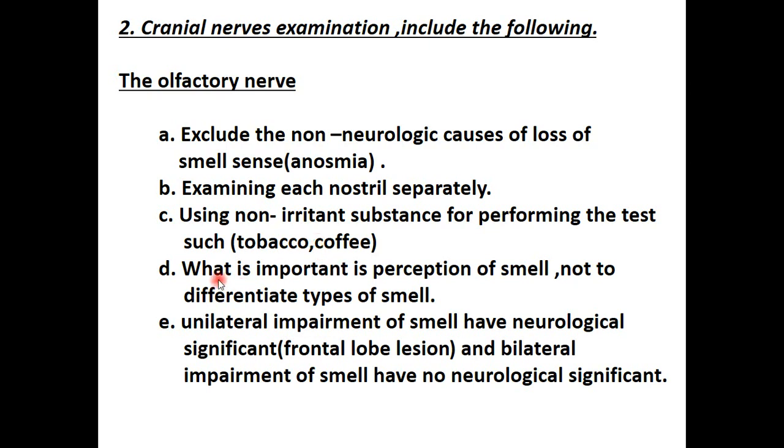What is important is perception of smell, not to differentiate the type of smell. The most important thing is that he has perception of smell. And unilateral impairment of smell has a neurological significance. So if the patient has unilateral loss of smell, this is very significant neurologically. You may have a frontal lobe lesion, for example, and bilateral impairment of smell has no neurological significance.